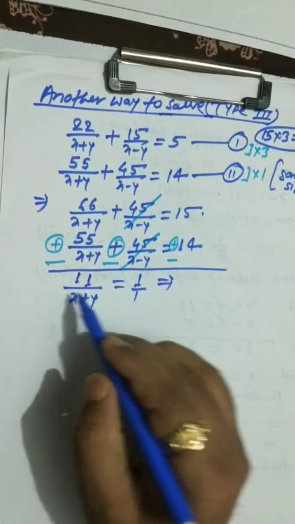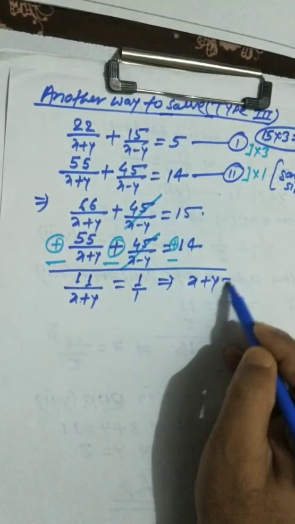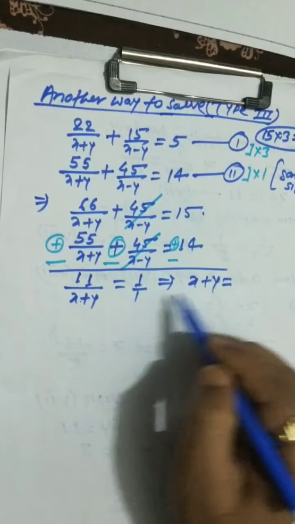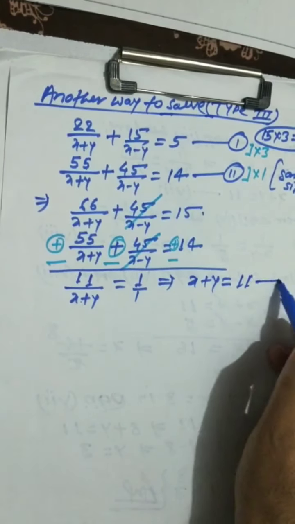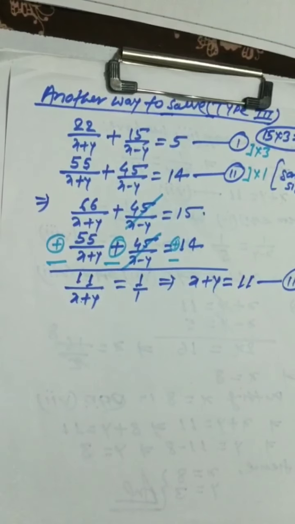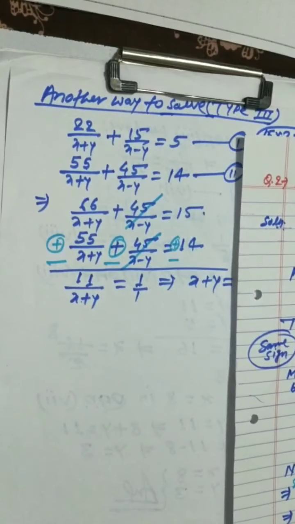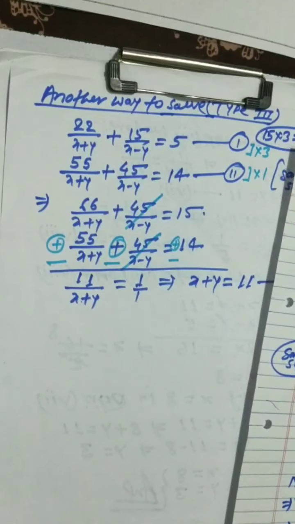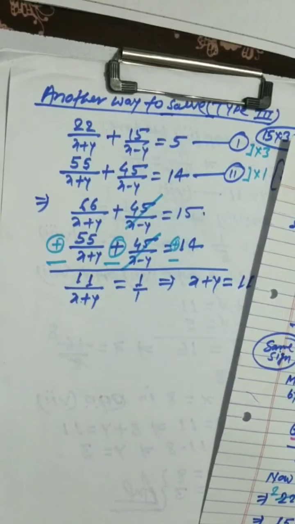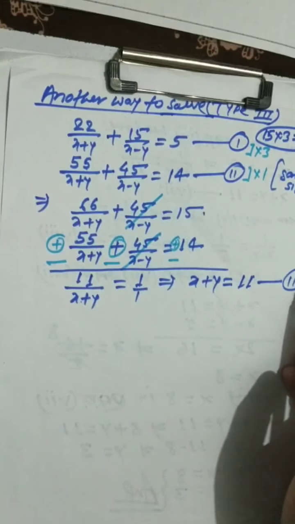Now cross multiply it. x plus y, when multiplied by 1, will be x plus y is equal to 11 multiplied by 1, which will be 11. Now this will be equation number third. The equation you have got in the previous method, equation number 7, that will be equation number third here.